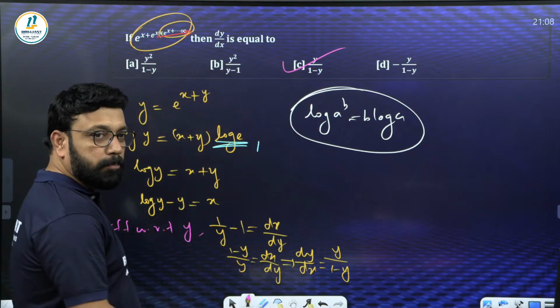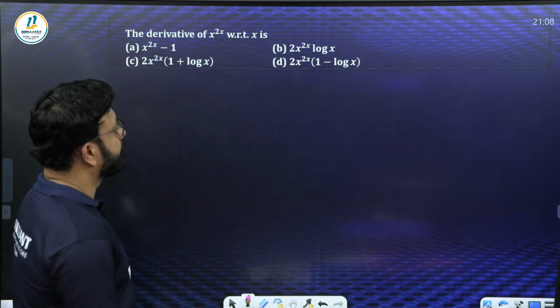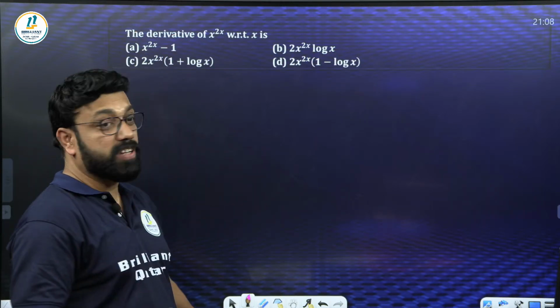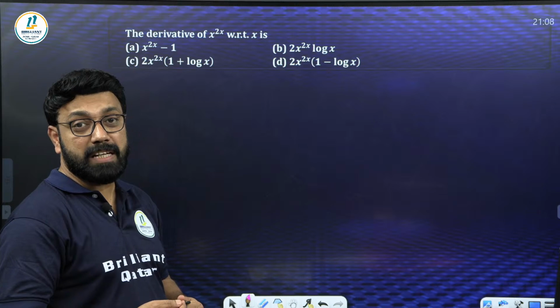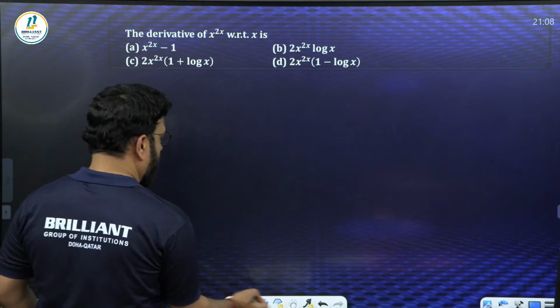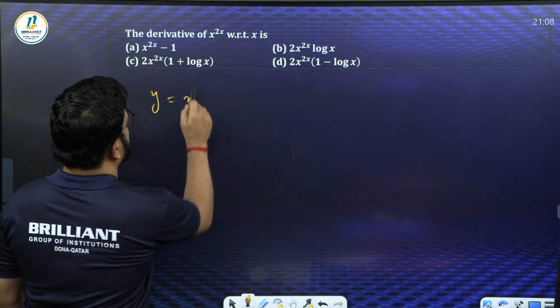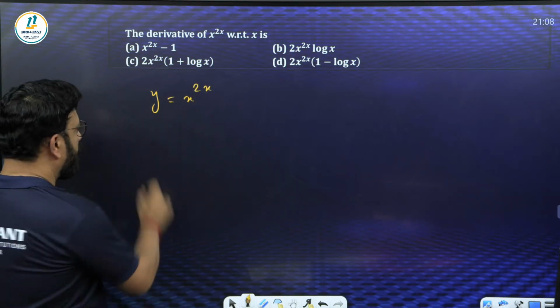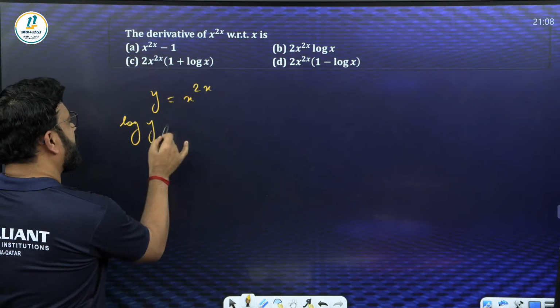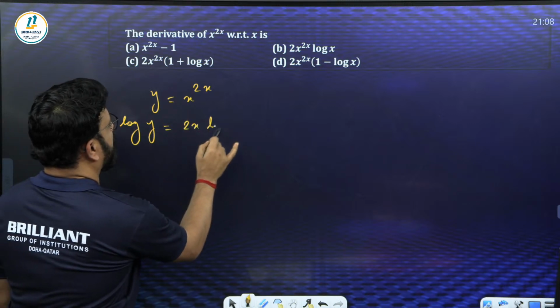Move to the next question. What's the question? Find the derivative of a logarithmic function, a power function, f of x raised to g of x. Y equal to x raised to 2x. Take log on both sides: log y equals 2x log x.